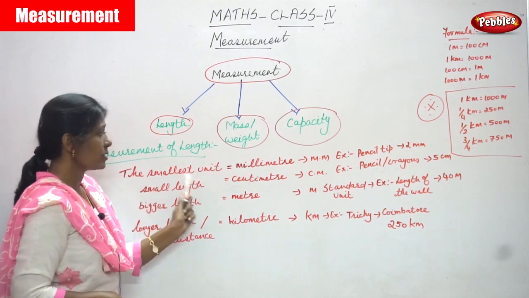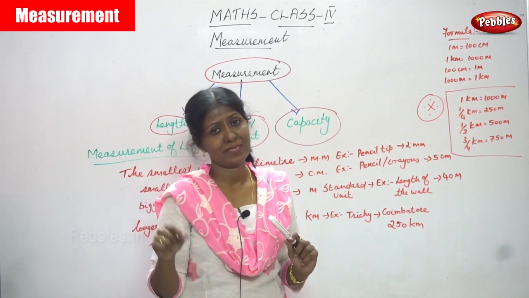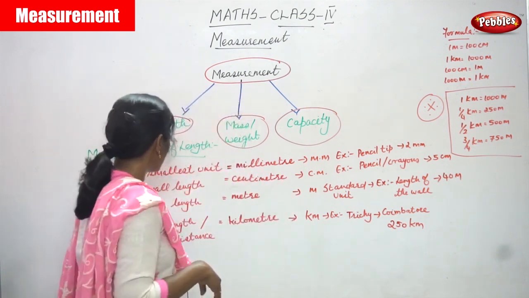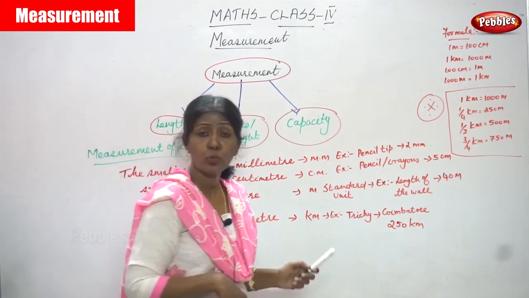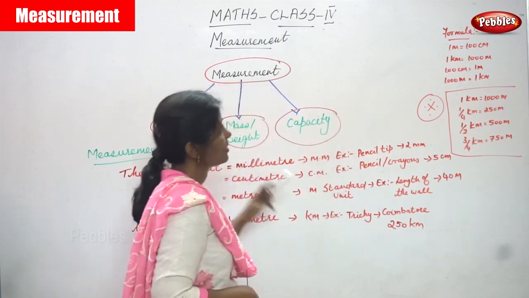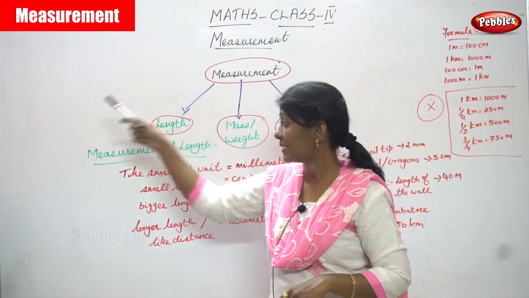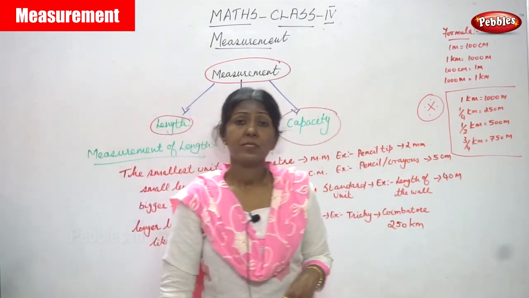Okay, for the smallest things, if you want to measure, the unit is millimeter. Next one is small length, we have to measure in centimeter. Bigger length means meter. I give a lot of examples. The length of the board means L into B, length and breadth. So this is one length and this is a different length. This is called the length and this is called the breadth.